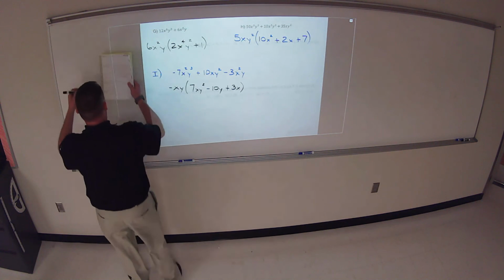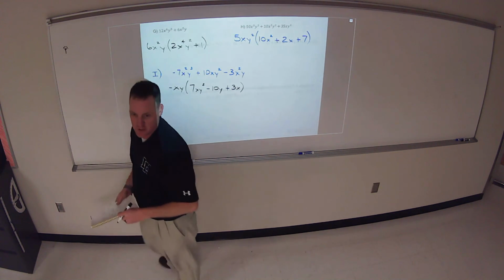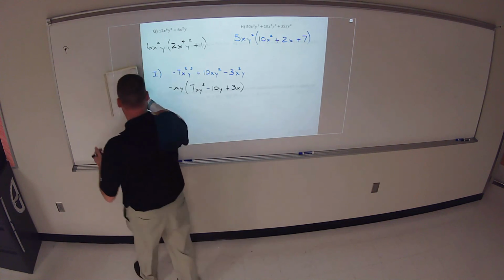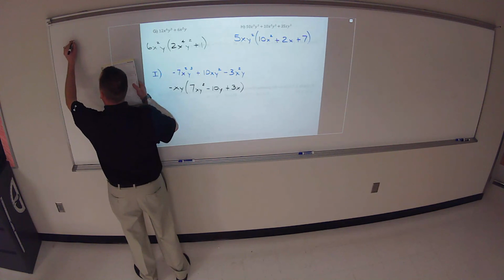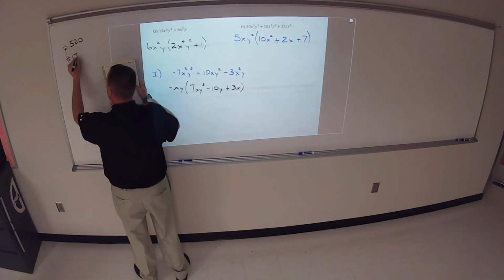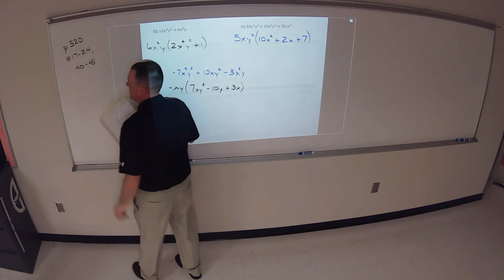Homework for the weekend, and this will be due on Tuesday, so you've got 72 hours to procrastinate, but it needs to be done. Page 520, numbers 17 through 24, and then also 40 through 45.